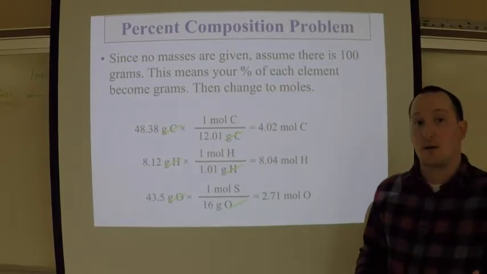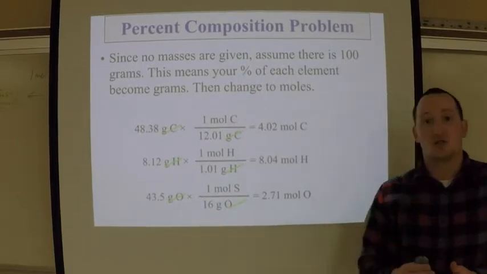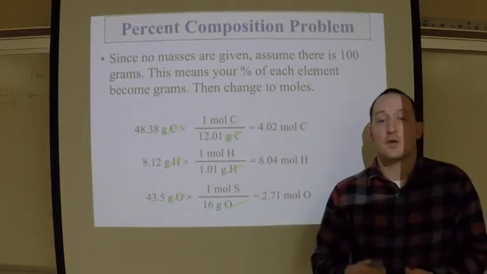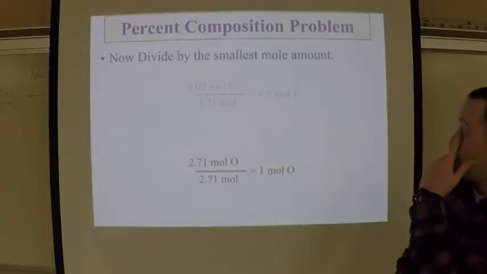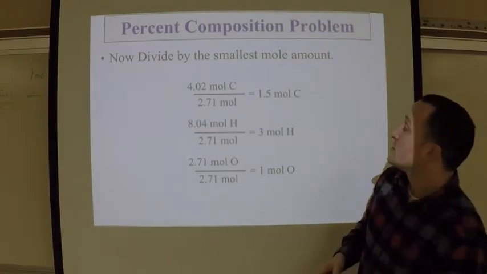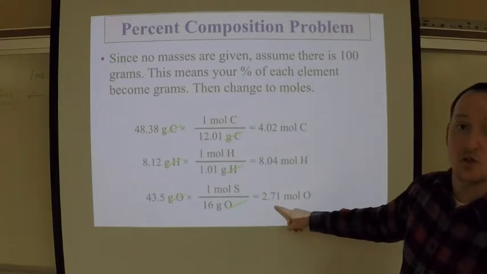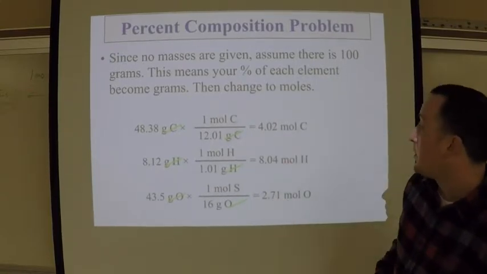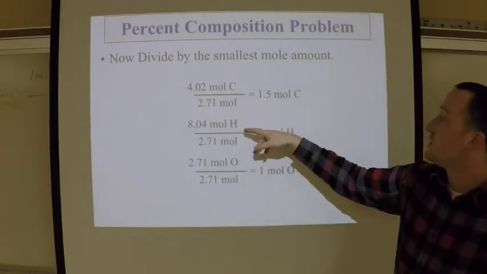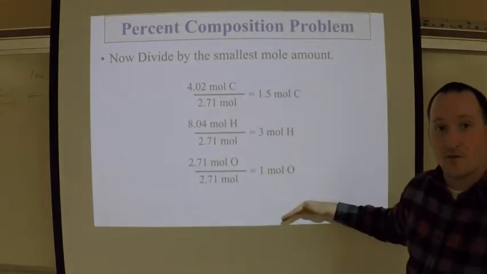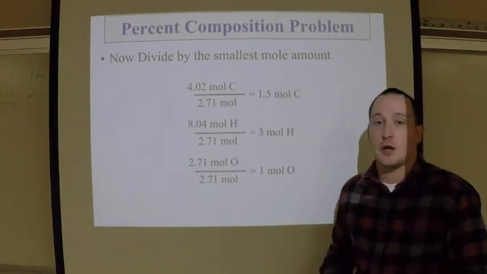So the next step: I've changed to grams first by assuming there was 100 grams, then changed to moles by dividing by the molar masses. The next step is to divide by the lowest mole amount. My lowest mole amount from my previous slide was oxygen, which was 2.71 moles. So I'm going to divide each of them by 2.71, so 4.02 divided by 2.71, and do that for all three of them. So I'm going to have 1.5 moles of carbon, 3 moles of hydrogen, and 1 mole of oxygen.